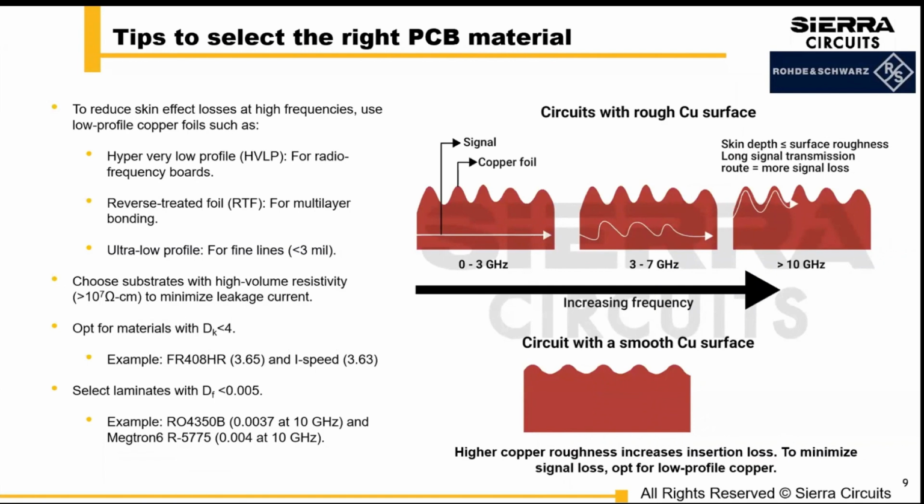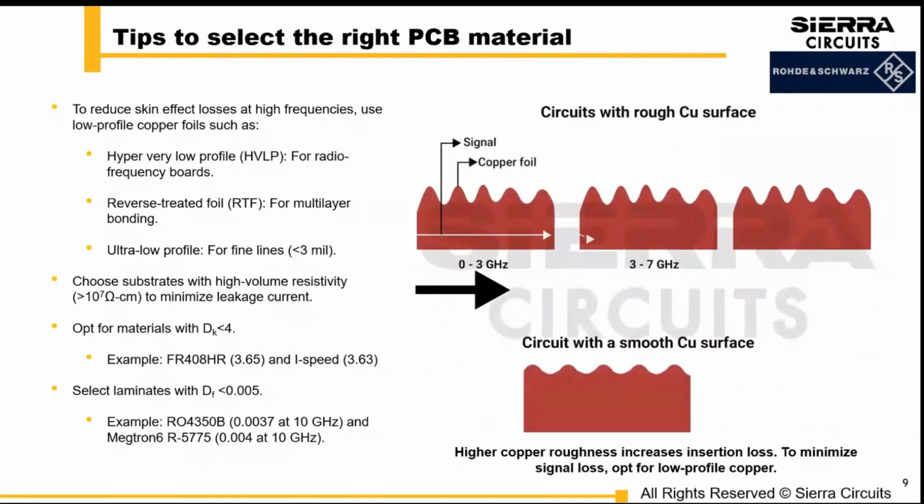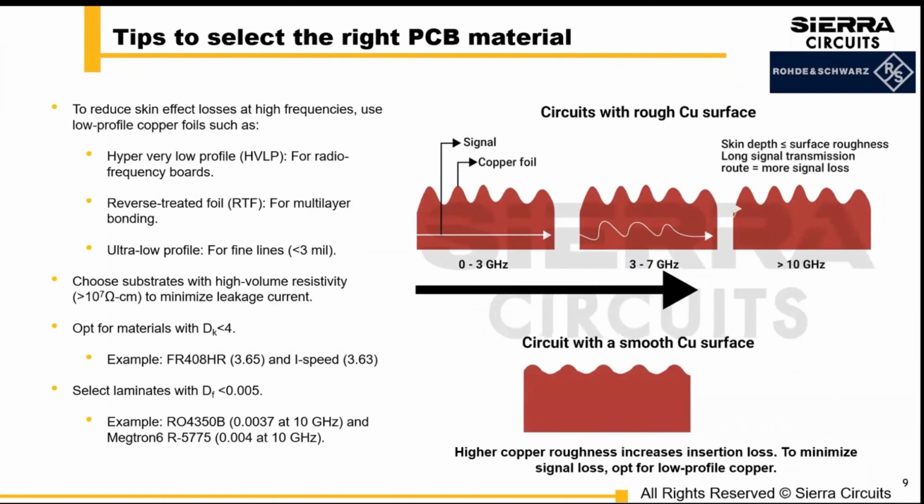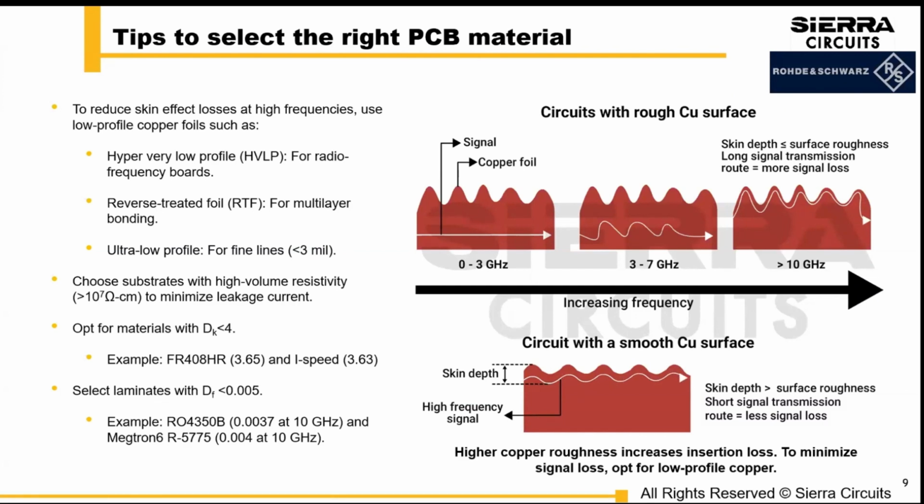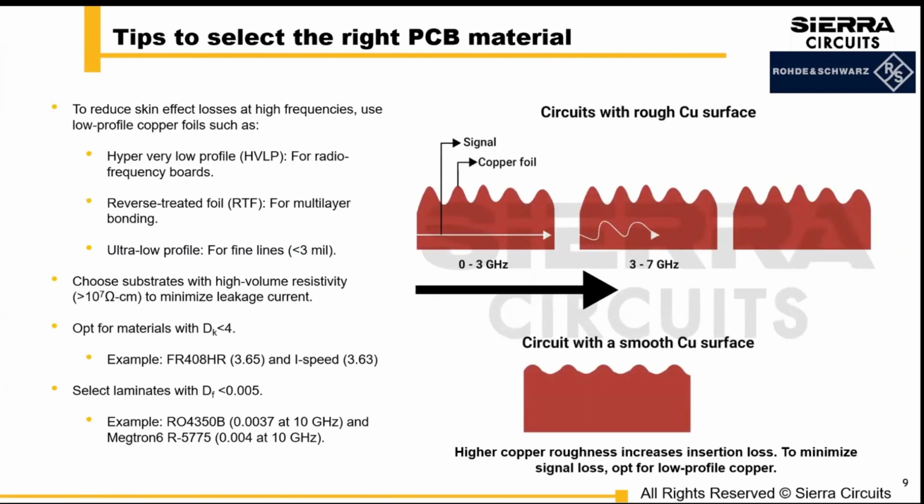Next, you want to select a substrate with high volume resistivity to minimize any leakage currents. And you want to choose materials with a dielectric constant of less than 4 and a dissipation factor of less than 0.005.